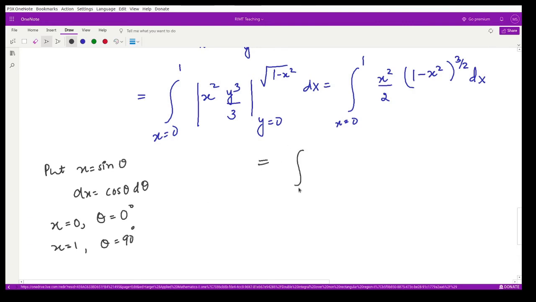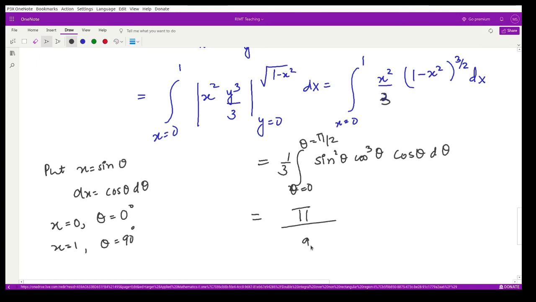So this becomes integration, it is equal to 3, right? Yes. So it becomes 1 by 3 outside. So it simply becomes sine square theta cos cube theta, and then cos theta d theta. When you simplify this, with respect to theta, with limits theta varying from 0 to pi by 2, finally your answer would be pi divided by 96. So that is your final answer.